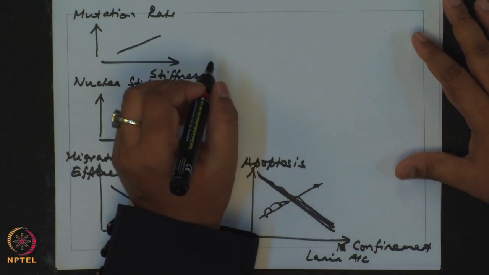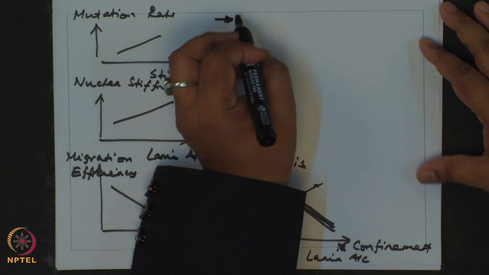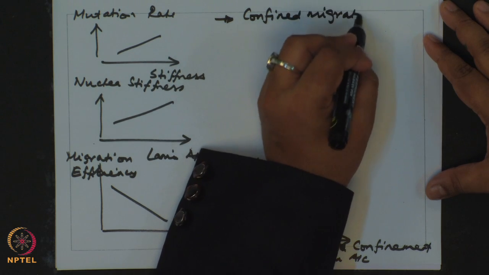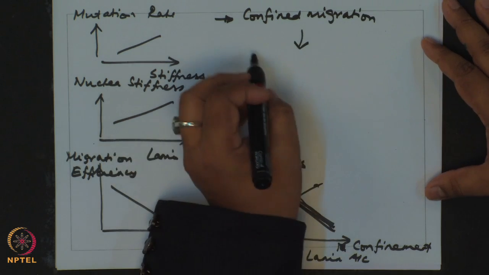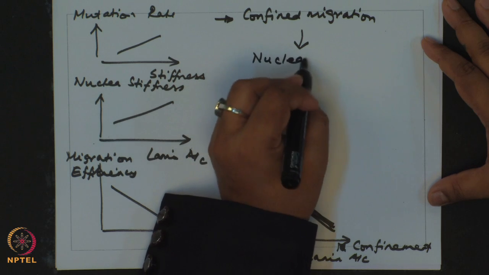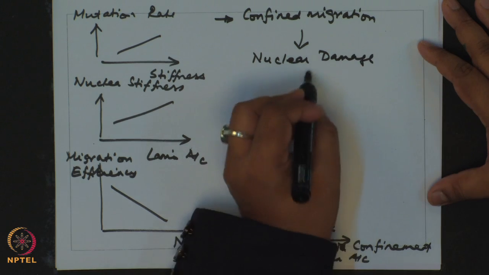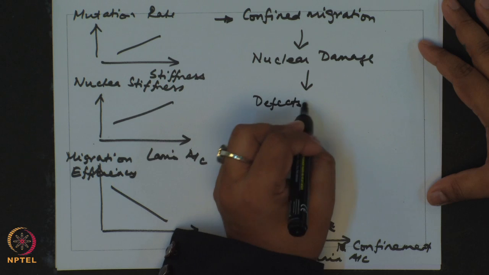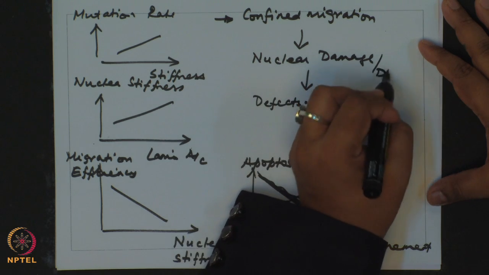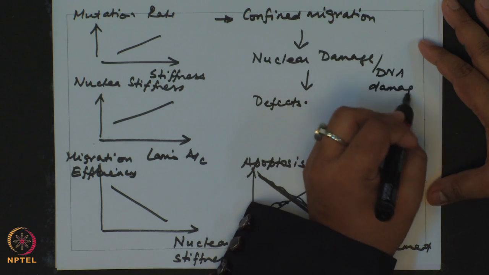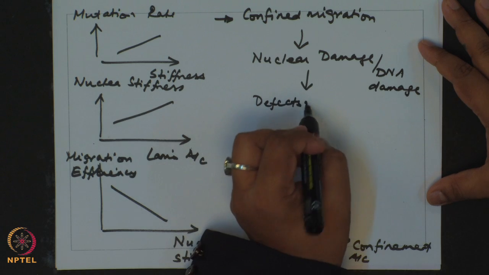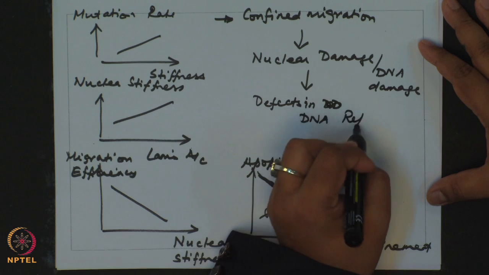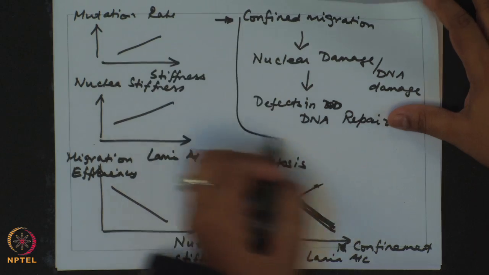So, is there a link there? Is it possible that confined migration can lead to nuclear damage, and somehow this translates into defects, nuclear damage and DNA damage, and can it lead to defects in DNA repair? Okay. So, this is what I am going to talk about today.